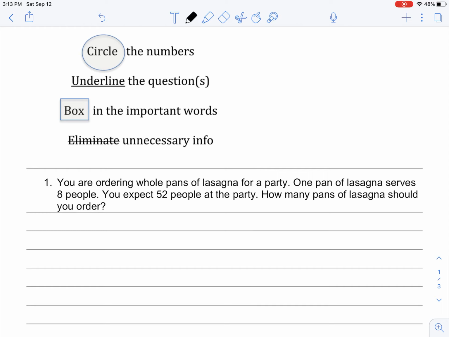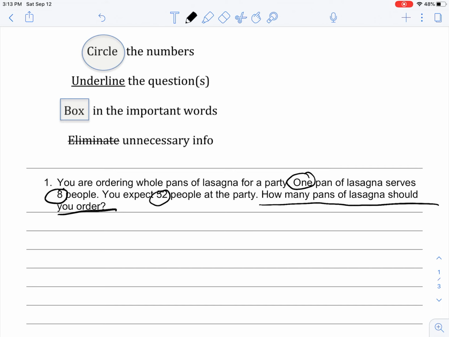So the first step in my method is to circle the numbers. So I see the number 8. I see the number 52. Next, oh, and I see the number 1 over here actually, okay? Next is how many pans of lasagna should you order?